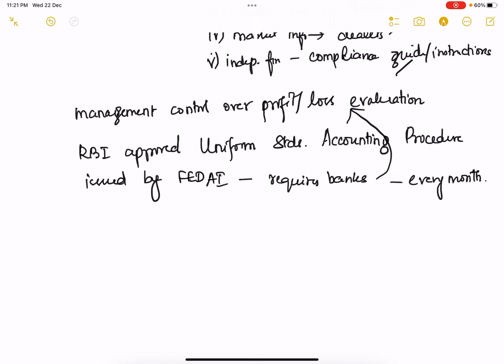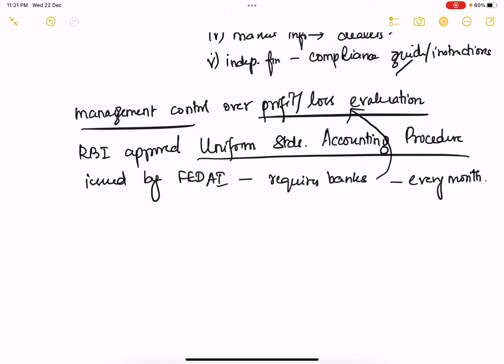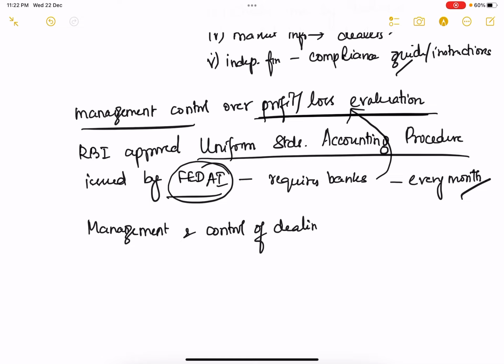So we know that this increasing volume of foreign exchange transaction leads to the necessity for a management control over the profit or loss evaluation from the foreign exchange trade. So RBI has approved Uniform Standards Accounting Procedure, which is issued by FEDAI, and this association utilizes banks to monitor the profit or loss evaluation and report the profit or loss situation every month. So now we are going to see about the management and control of dealing room in detail.